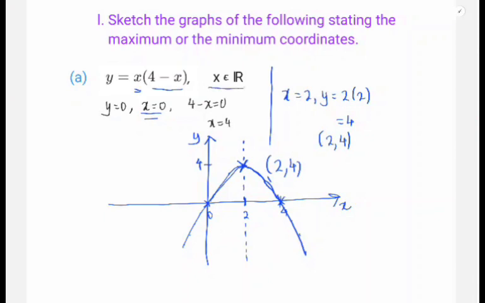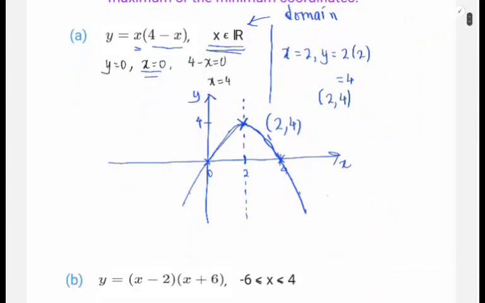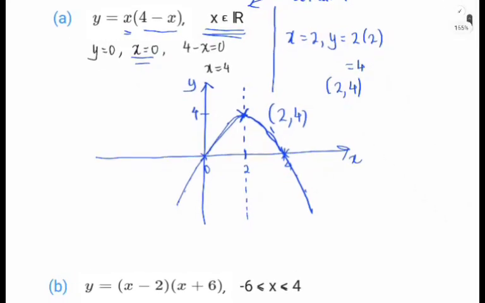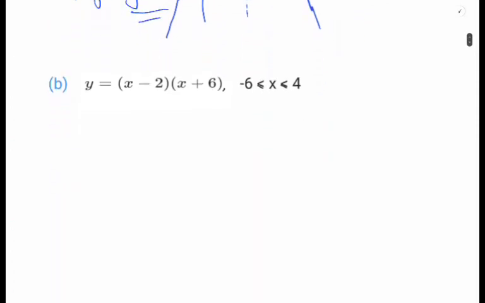Now here they give you x is a member of the real numbers. This is the domain. So what will be the range if you are looking for that? They didn't ask, but never mind, just for our own discussion, the range is, what is the highest value of y? The highest value of y is 4, and the lowest goes down to negative infinity. So y is less than or equal to 4. That's the meaning.